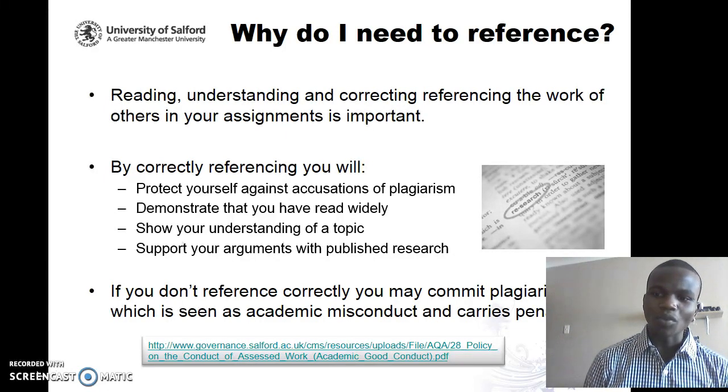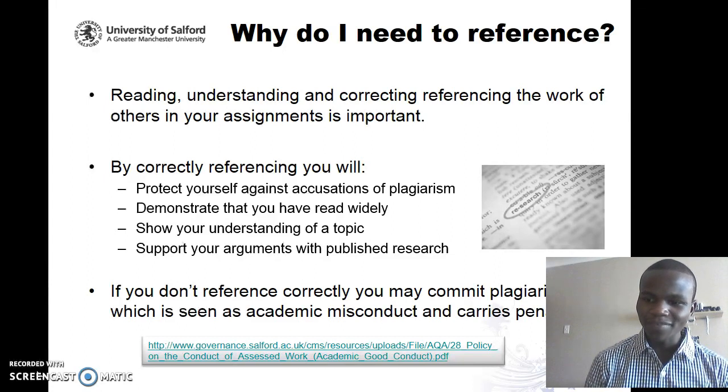Demonstrate that you have read widely. Hence, they said it's research. They said you must go and find information. You are expected to provide a reference list of the resources you have used. Show your understanding of a topic. If you provide a reference list, it means you understand the topic, because you visited different scholars, you visited different resources.